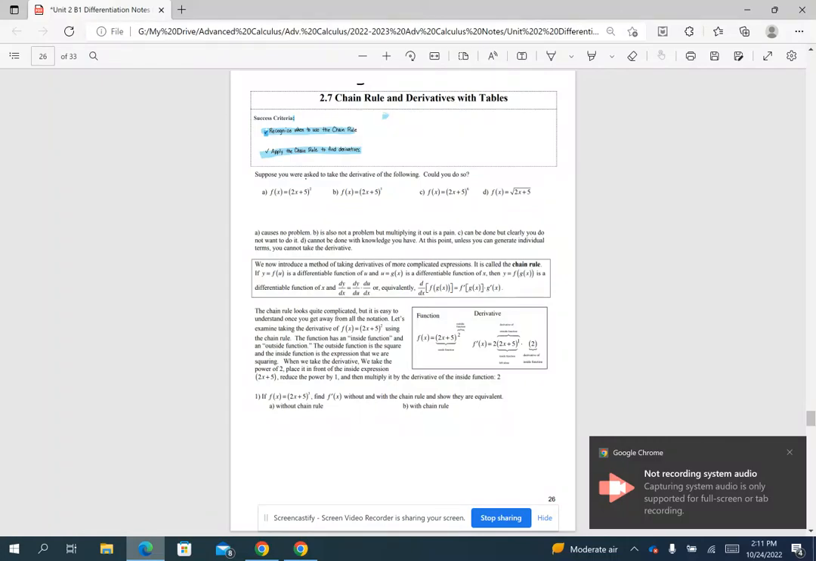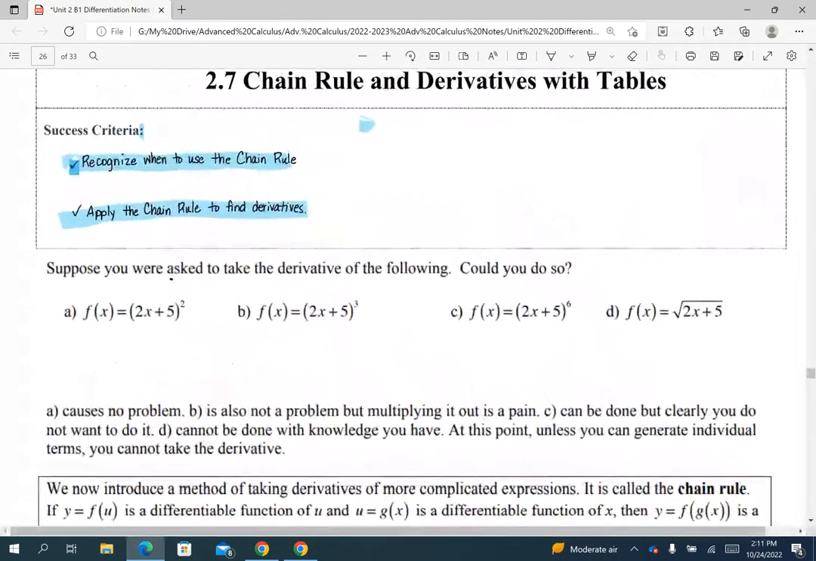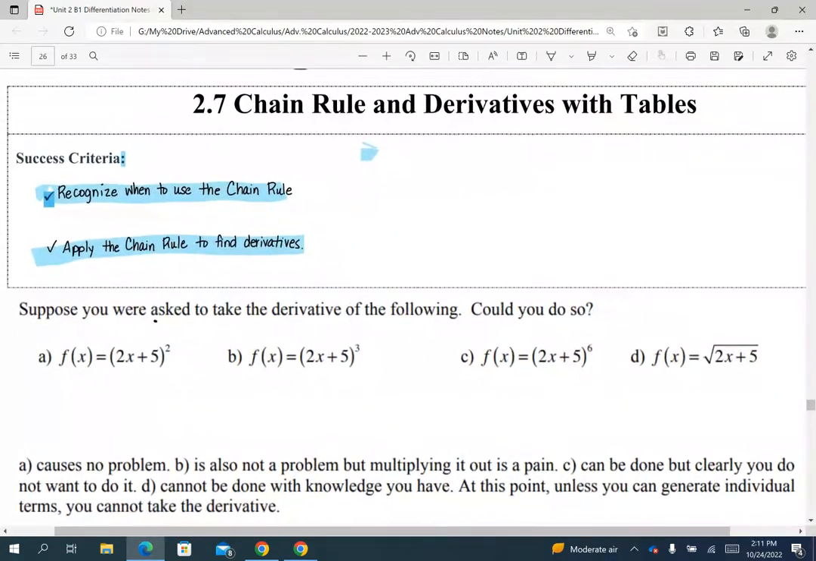Hi everyone. Today we are going to talk about how to use the chain rule to find derivatives. You have to be able to do two things: recognize when it's the appropriate time to use the chain rule, and then also apply the chain rule to find derivatives. You will see us use the chain rule whenever we have formats that you see below in A, B, C, and D. Let's say I have something raised to the second power, a quantity raised to the third power, to the sixth power, and the square root.